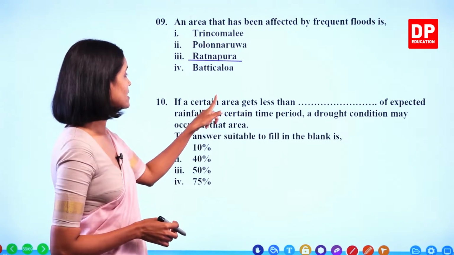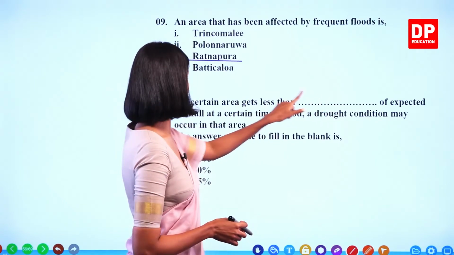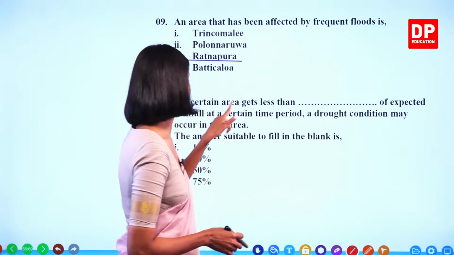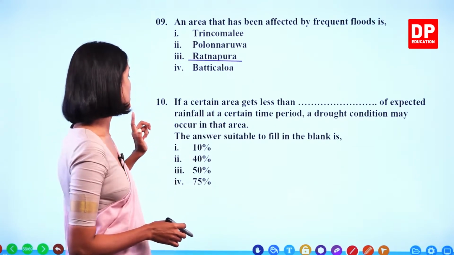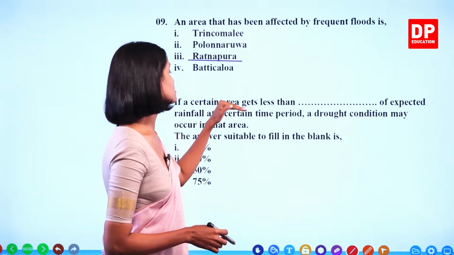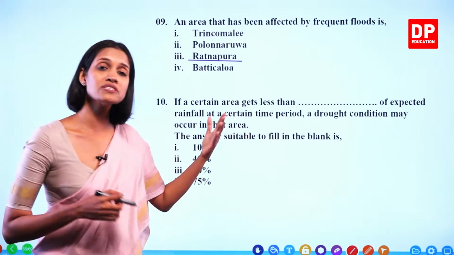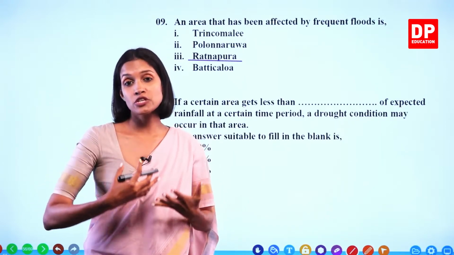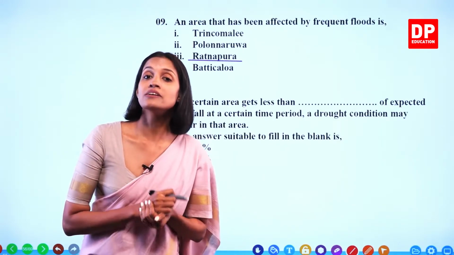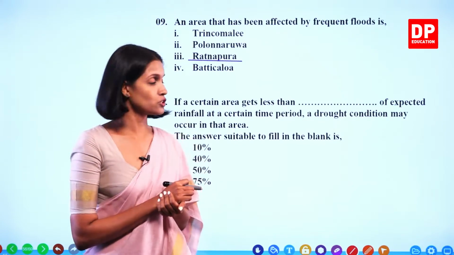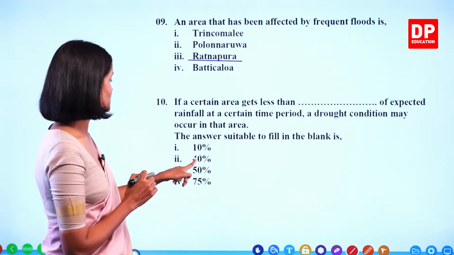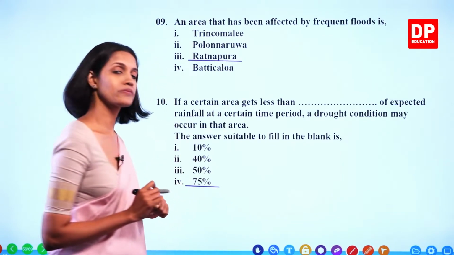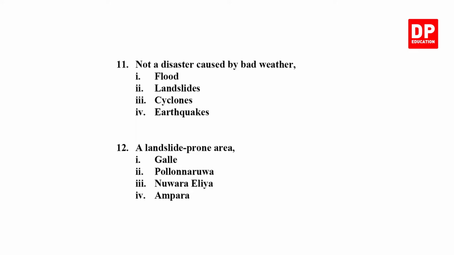Number 10. If a certain area gets less than blank of expected rainfall at a certain time period, a drought condition may occur in that area, right? So what is the answer? Suitable to fill in the blanks. We consider if a certain area gets less than 75% of the expected rainfall, we call that condition a drought. Okay. So 10%, 40%, 50%, 75%. Answer number 4. Right? Next one.